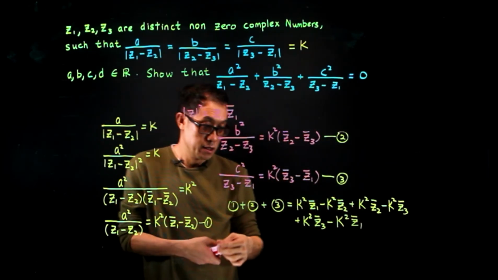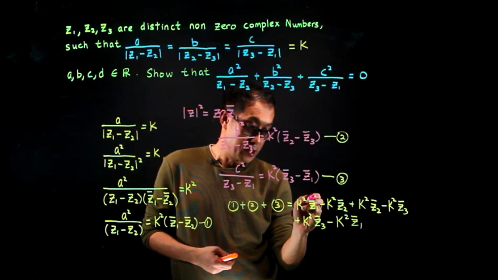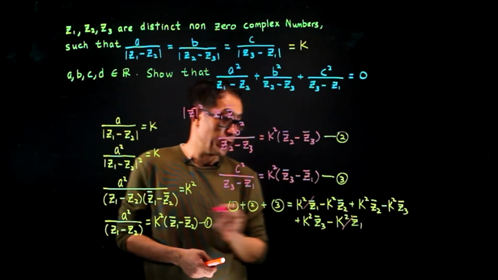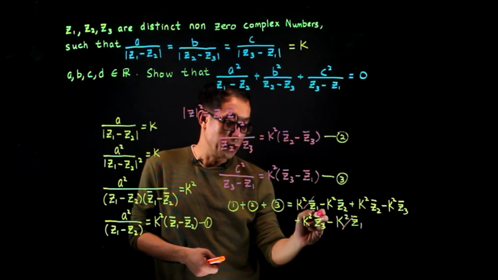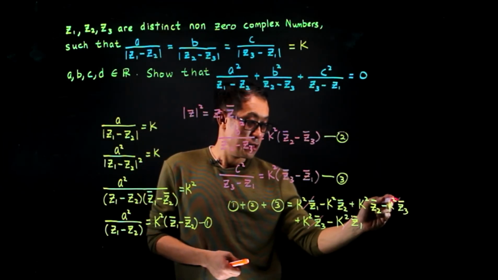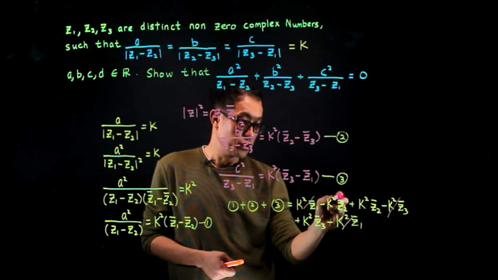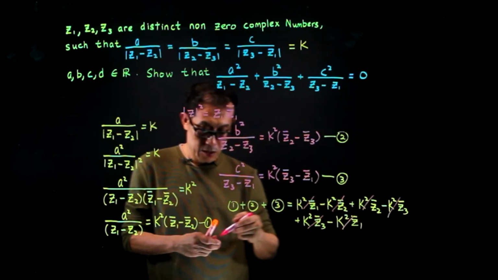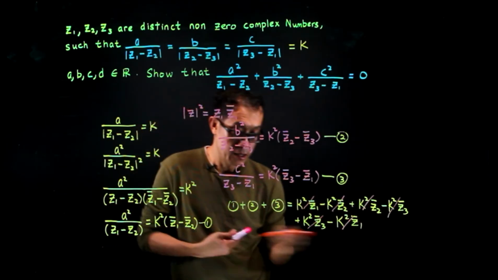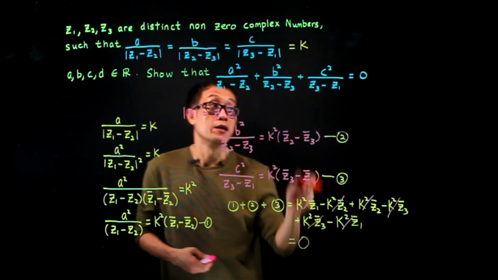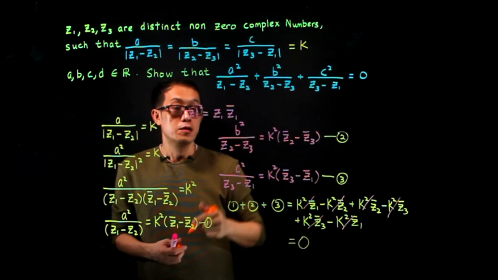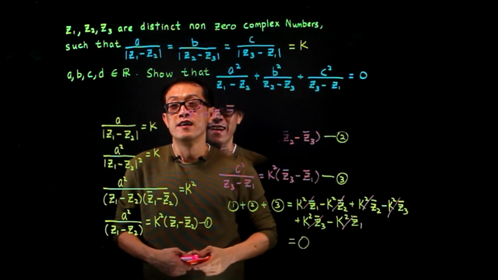Okay, so you look at this term and this term can cancel away. These two terms can cancel away, and you are left with these two terms which can also be cancelled away. So your answer is 0. We have proven the required equation.